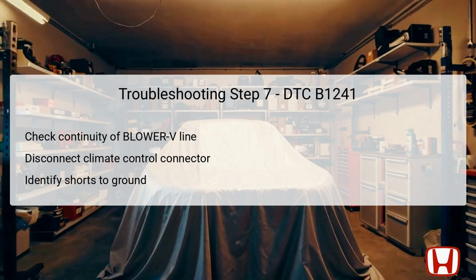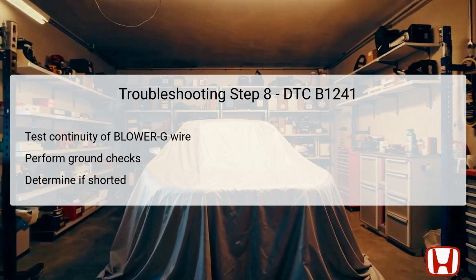Using a multimeter, measure continuity across the 12th pin of the climate control connector and the body ground. If you observe continuity, proceed to analyze the blower V wire for any issues. However, if continuity is detected in this step, it points towards a potential short circuit, requiring prompt attention and repair to resolve any grounding faults in the blower V line.